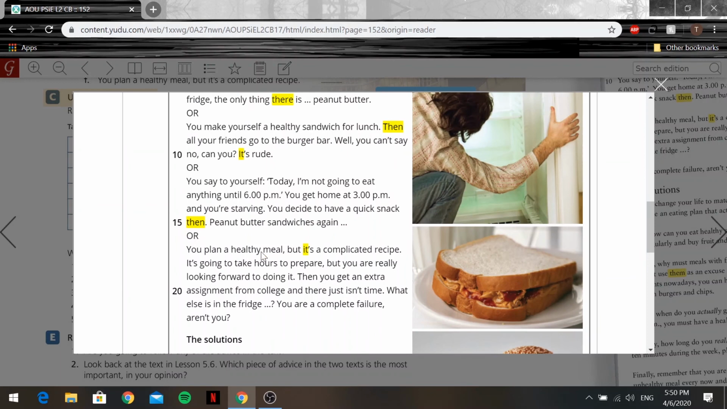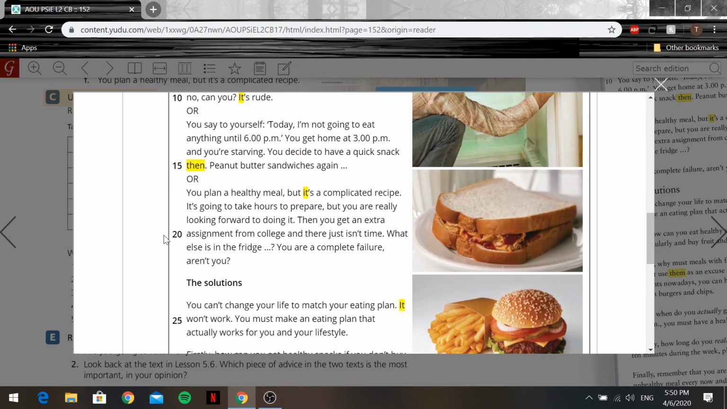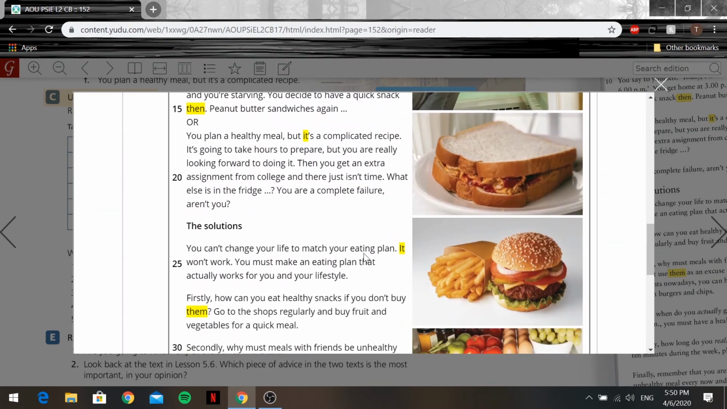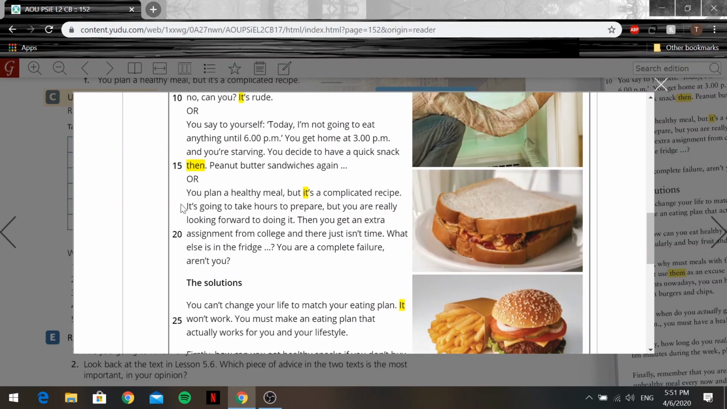It, line 17. Okay, right here. You plan a healthy meal, but it's a complicated recipe. Well, it here refers to the meal itself, so we'll just say the meal. It, again, line 24. You can't change your life to match your eating plan. It won't work. Well, it here is basically talking about changing your life to match your eating plan. So we'll write that again, but we'll say here it says changing your life to match your eating plan. Okay?